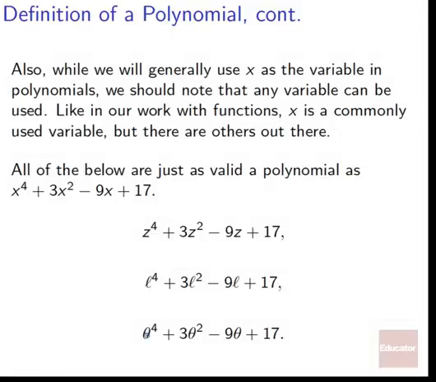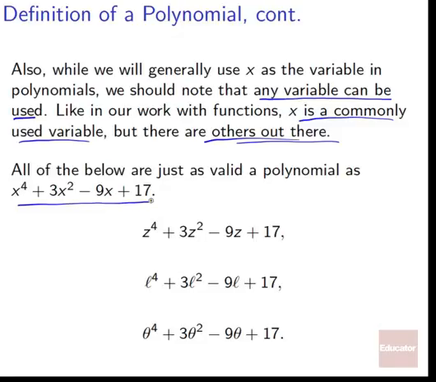Also, while we'll generally use x as the variable in polynomials, we should note that any variable can be used. The important thing is we're just following this blank something to the exponent structure. Like in our work with functions, we normally use f of x, but there's no reason that we have to use x. X is a commonly used variable, but it's not the only one out there. So all of the below are just as valid as x to the 4th plus 3x squared minus 9x plus 17.